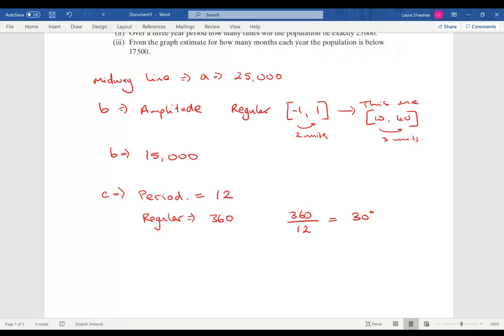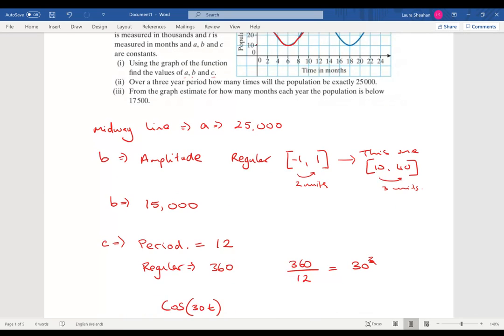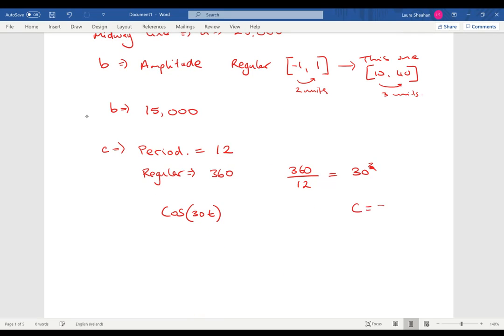Or sorry, that's not actually degrees, ignore the degrees. So it is cos 30t, which actually means that this graph here is 30 times tighter, 30 times more narrow than your regular cos of x graph. Now you were asked just to write down a, b, and c. c is actually 30.